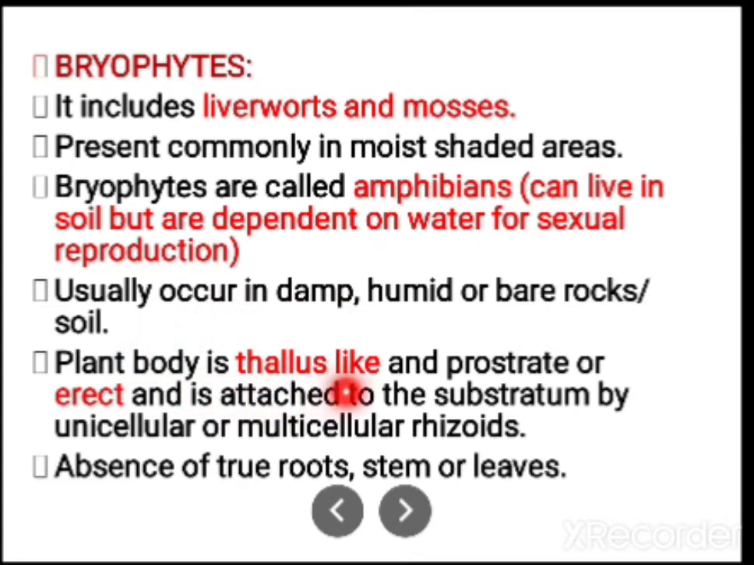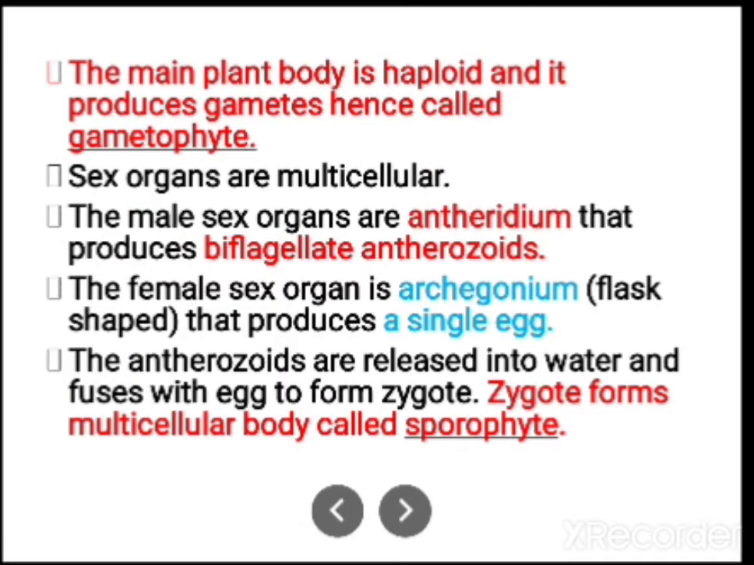But the plant body is thallus-like, so it can be prostrate or erect, and is attached to the substratum by means of unicellular or multicellular rhizoids. So rhizoids are root-like structures. Here there is no true root, stem or leaf-like structure. It may look like a stem, leaf or root, but actually the root, stem, leaves are not present in bryophytes.